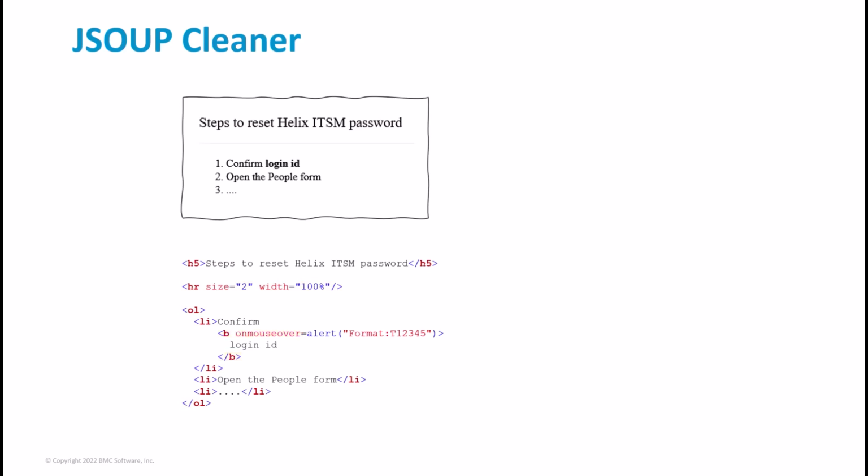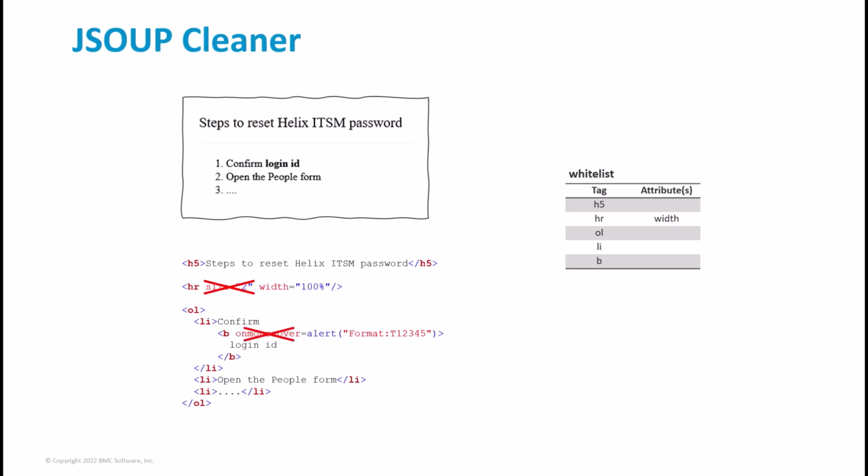The JSoup cleaner now takes an approved list of HTML tags and attributes as input, referred to as whitelist, and checks the contents of the saved article on server side against any tags or tag attributes that are not on its whitelist. If the whitelist of the SmartIT environment would now contain the following list of tags and attributes, the cleaner would detect that the size attribute of the horizontal rule tag and the onMouseOver attribute of the boldface tag are not on its whitelist.